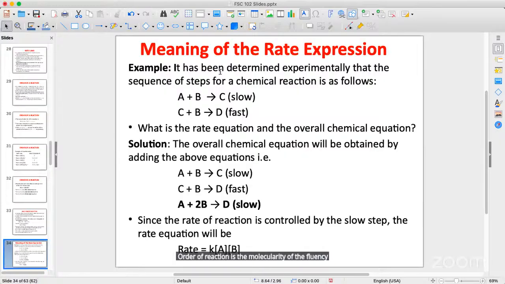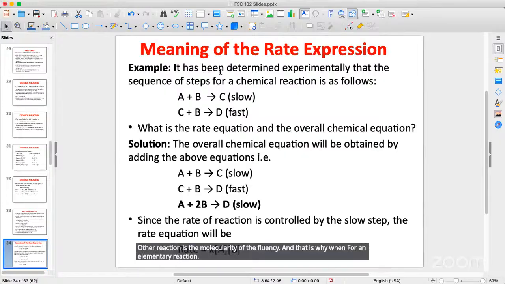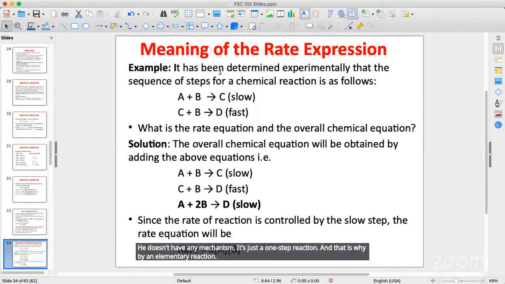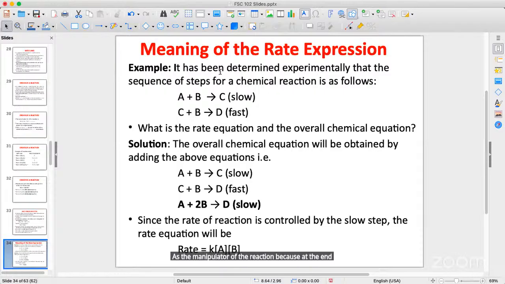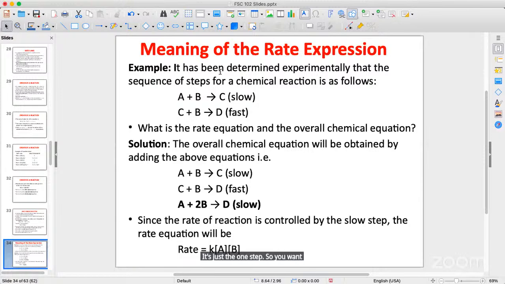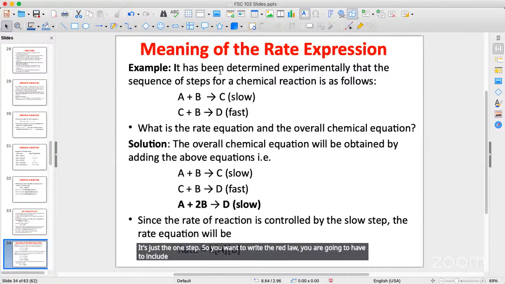And that is why for an elementary reaction, the order of reaction will be the same thing as the molecularity of the reaction. An elementary reaction is a one-step reaction. It doesn't have any mechanism. Because at the end of it, it's just one step, you can't have any faster step, you can't have any slower step. It's just the one step. So you want to write the rate law, you are going to have to include all the elements.